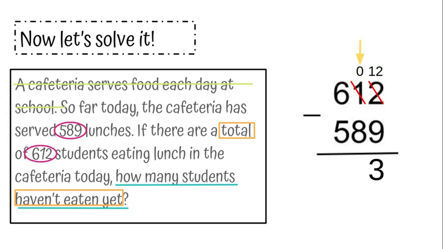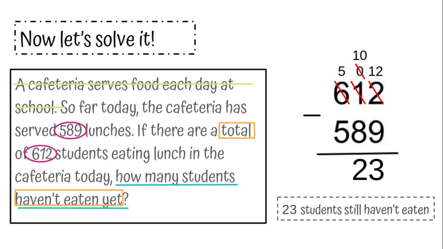Then I look at the next spot to the left. I've got 0 minus 8 there. Now I can't do 0 minus 8. If I have 0, I can't take anything away from it. So I've got to borrow again. I'm going to look at that spot to the left. The 6 is going to become a 5, and our 0 there is going to become a 10. Now I can do 10 minus 8, which is 2. And then I look at my last spot, and 5 minus 5 is 0, but I don't have to put 0 there. I can just leave it blank. So my answer here would be 23 students still haven't eaten. After we solved this problem, we found out 23 students still haven't eaten.